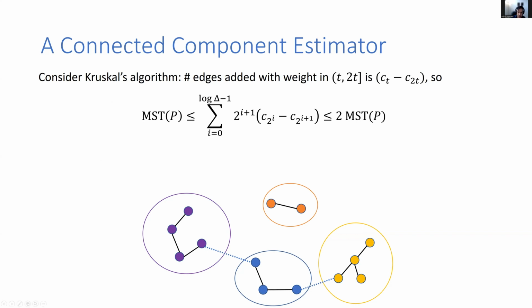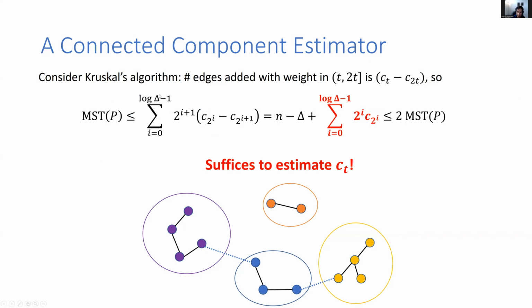So in particular, the number of edges added with weight between t and 2t is exactly the difference between the number of connected components at level t and the number of connected components at level 2t. So I can simply write out a constant factor approximation for the cost of the MST just by looking at these differences in the number of connected components in the threshold graphs. And after rewriting it, we can see that it's just this sum over all log delta levels, the level itself, 2 to the i, times the number of connected components at level c of 2 to the i. So if I can just estimate the sum, then I'm in great shape.